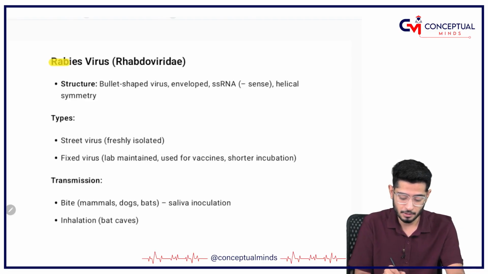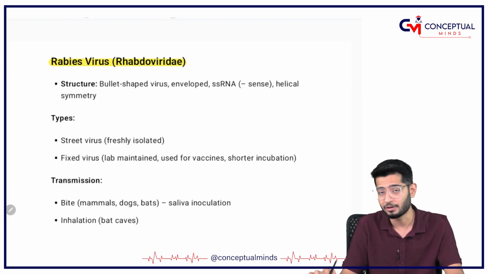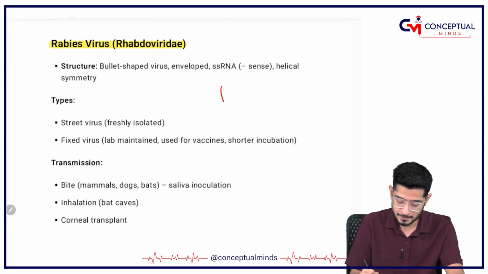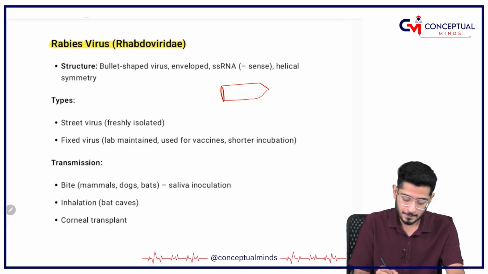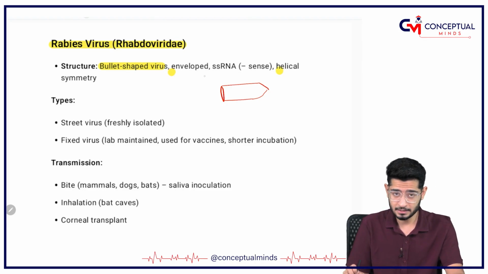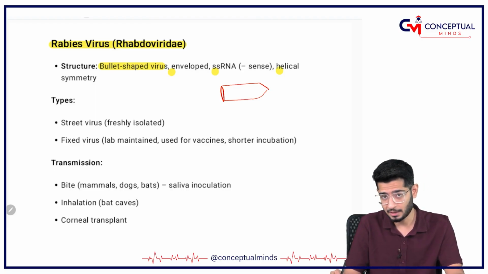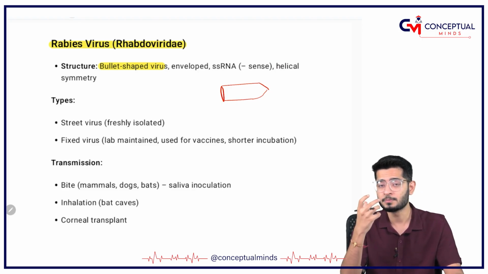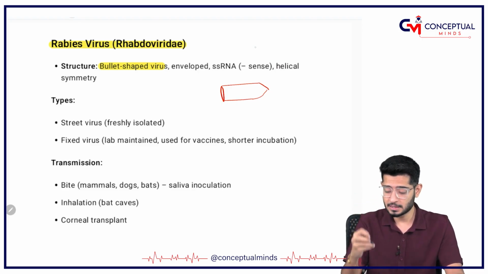Rabies, my dear friends, belongs to the family called Rhabdoviridae. Now, rabies is a bullet-shaped virus, and one important thing is that it has got an envelope, it has got helical symmetry, and single-stranded RNA that is negative sense. All these general points I have already discussed in general virology, so you can go there and boost up your key concepts.